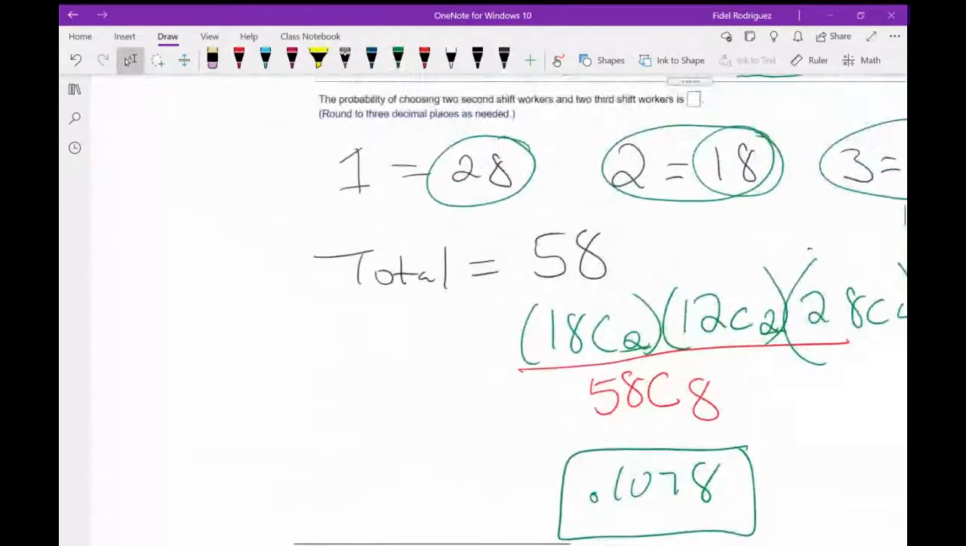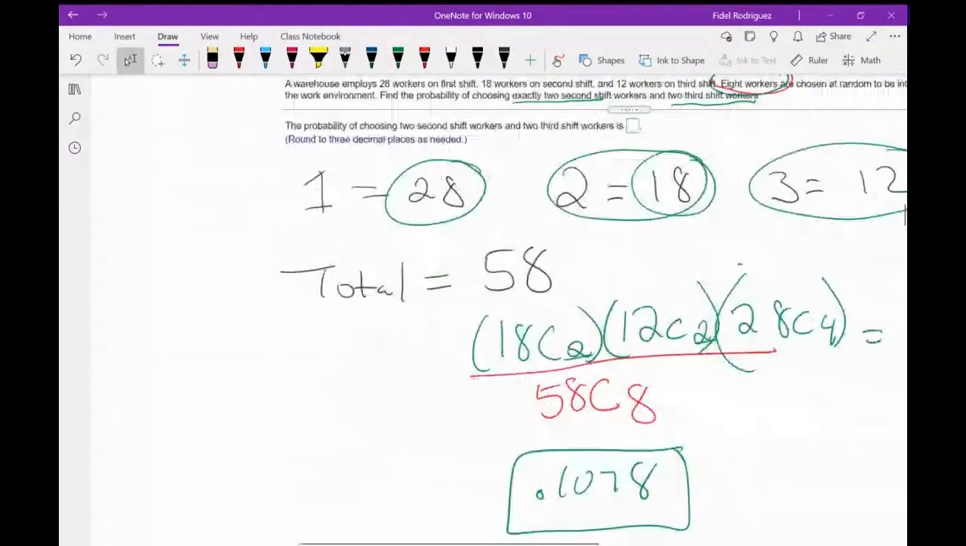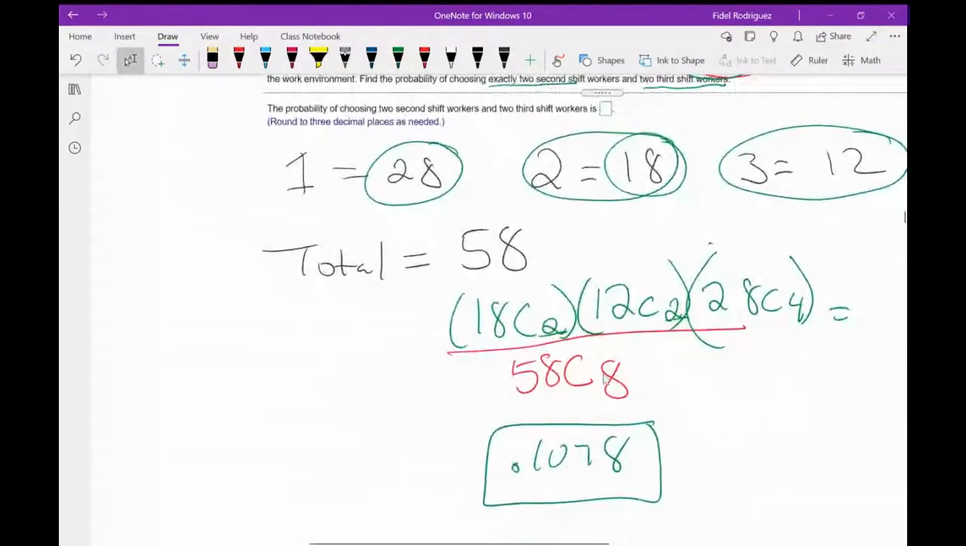And I'm going to look at the directions on the problem. And the directions here actually tell me to round to 3 decimal places. So if I was going to do this to 3 decimal places, I'd probably put 0.108 like this.